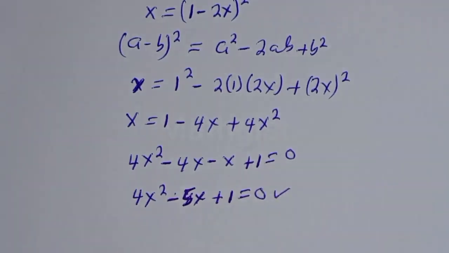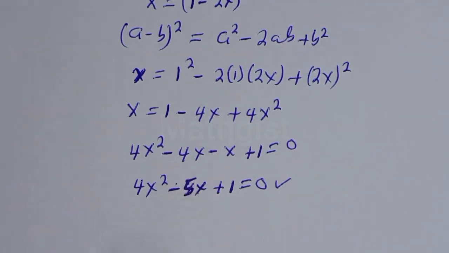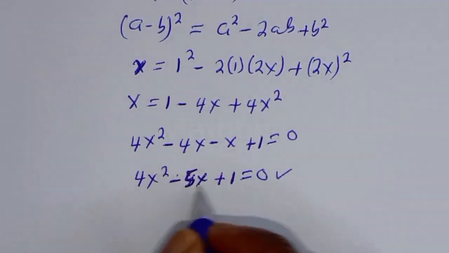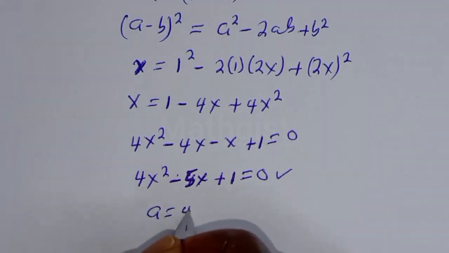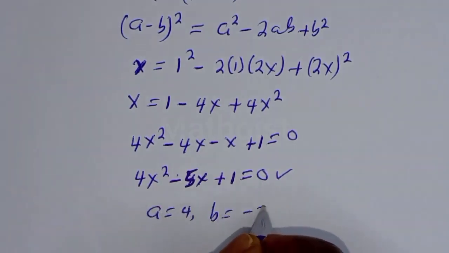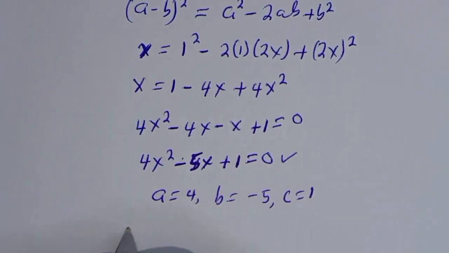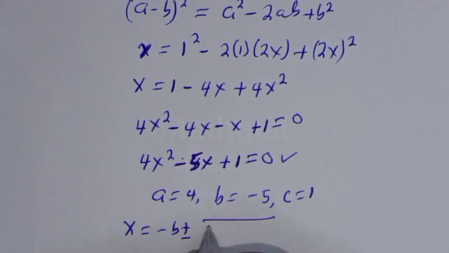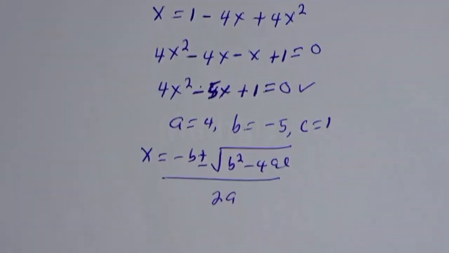This is a quadratic equation which can be solved using the quadratic general formula or factorization method. But in this case, I'm going to make use of the quadratic general formula. From this quadratic equation, a is equal to 4, b is equal to minus 5, c is equal to 1. Then s is equal to minus b plus or minus square root of b squared minus 4ac over 2a.